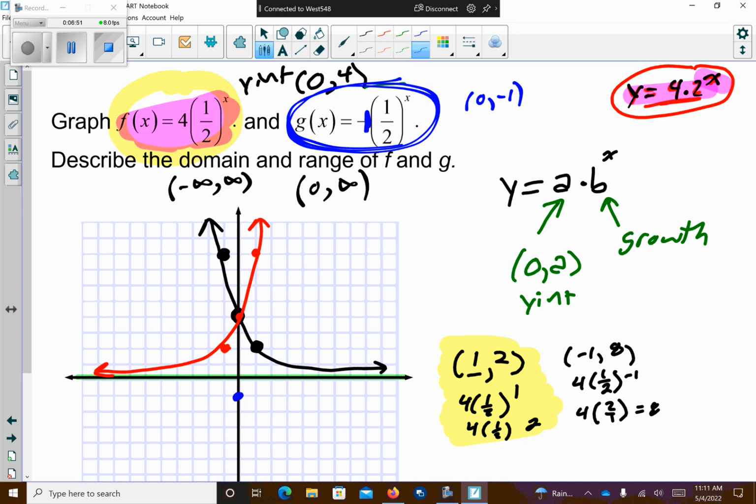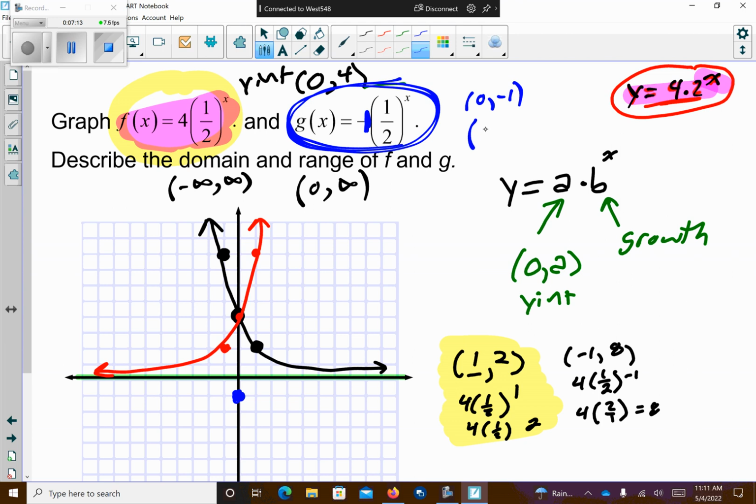So take a look at where this is crossing. So what do you notice about that dot down on bottom? It's negative. It's on the other side of the green highlighted line, right? The asymptote.